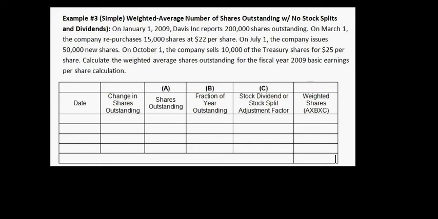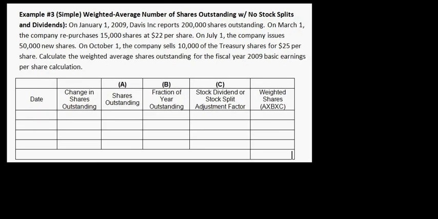Alright, we're going to do example 3 and calculate weighted average number of shares. This is a pretty straightforward case where there's no stock dividends or stock splits. So down here is a table that helps organize all this information. And if we go through the information, what I suggest typically is you put the dates in first.